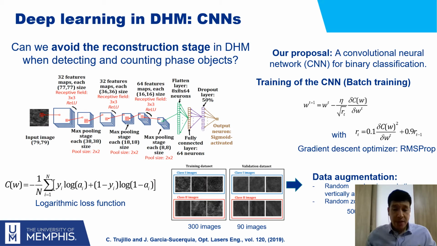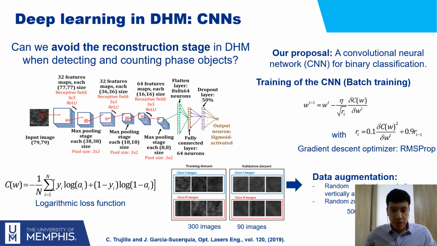So once we understand what a CNN is and how it works, the question is, how can we use this model to avoid the reconstruction stage in DHM? Well, to do this, we tested this model on detecting and counting phase objects, that is transparent objects, in raw holograms. So what's the proposal?